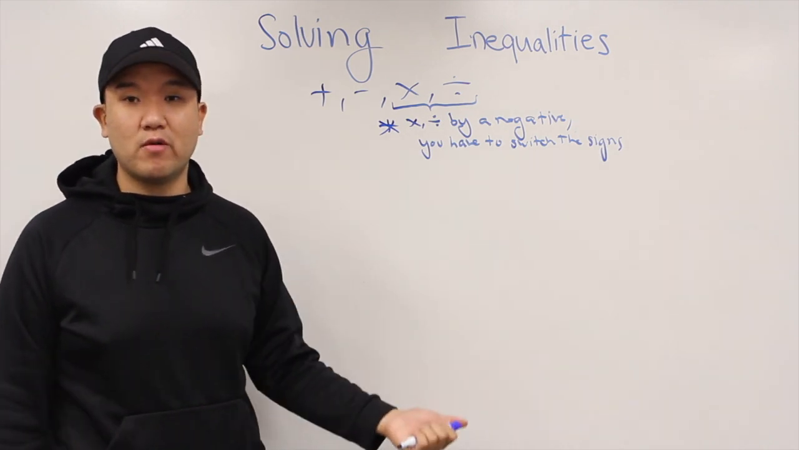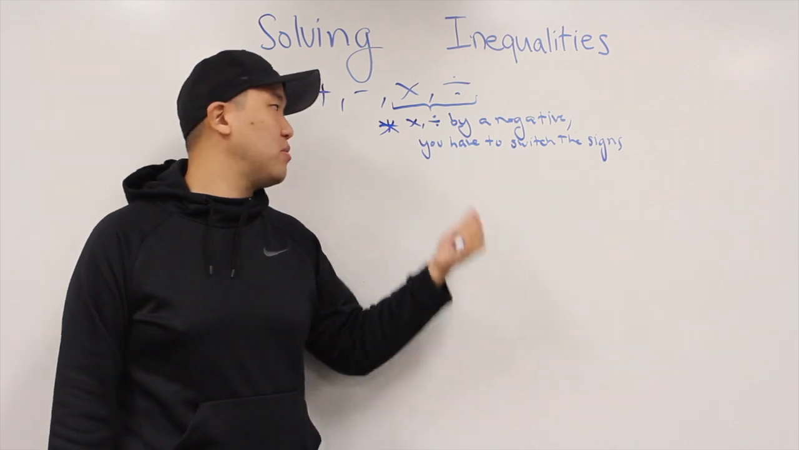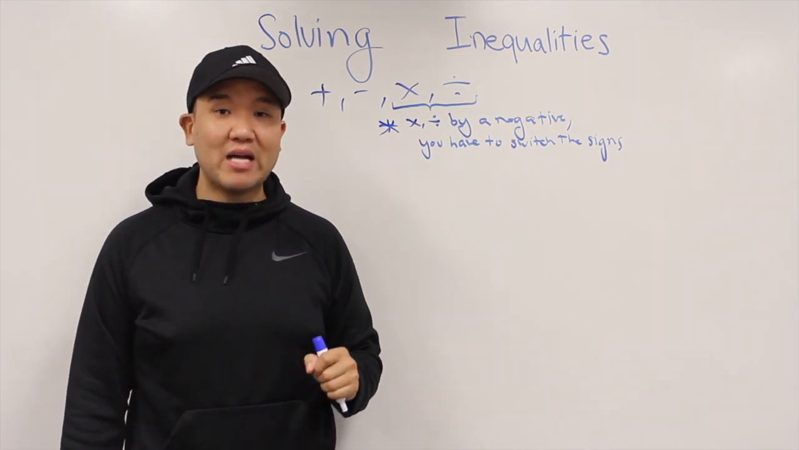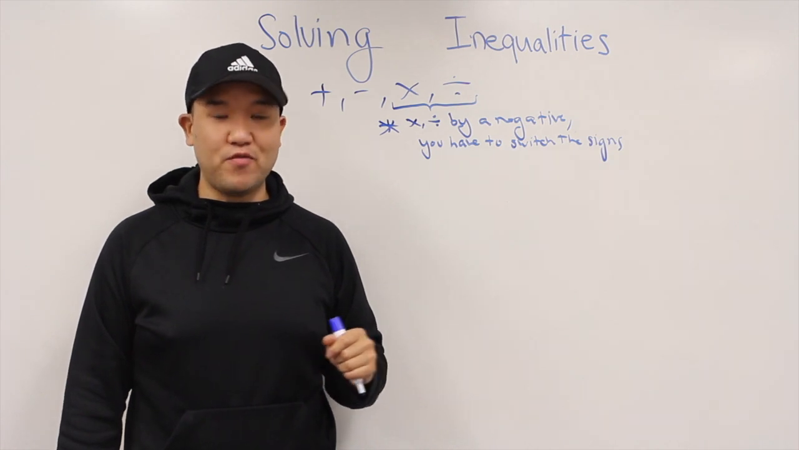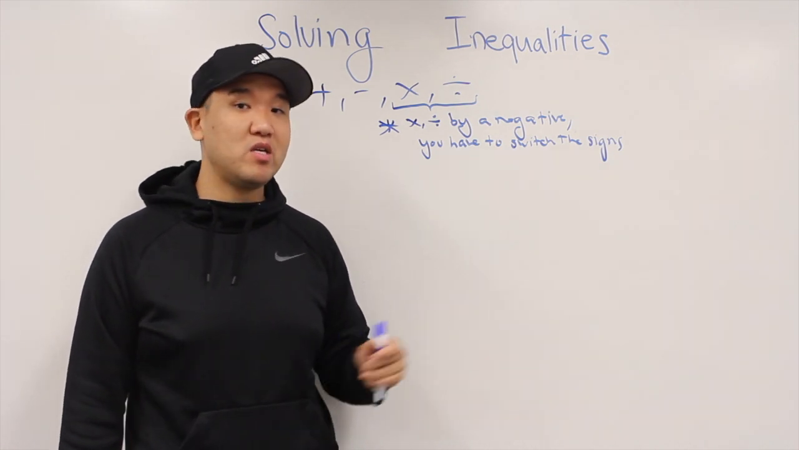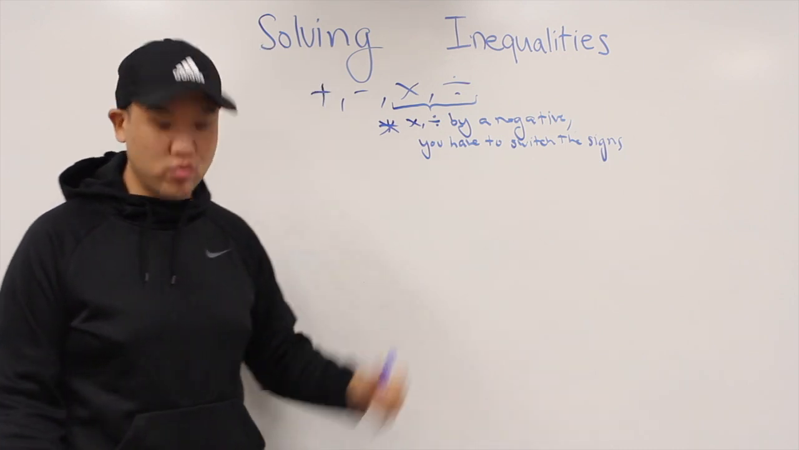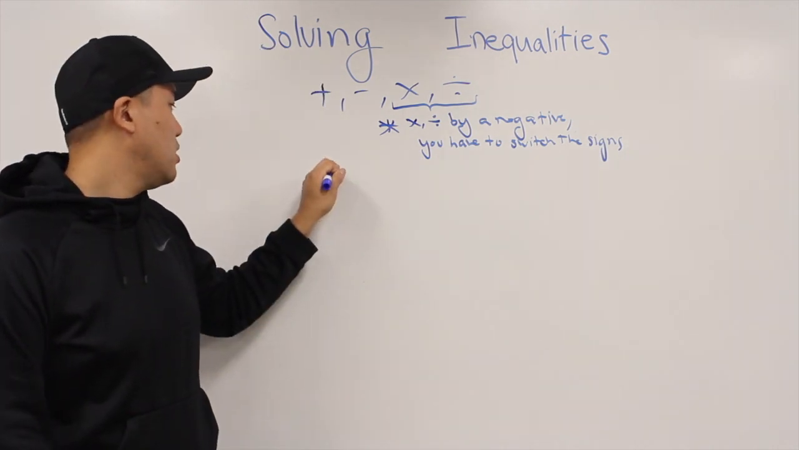Besides that rule, everything else is the same. But just remember this rule when you're dividing or multiplying by a negative. Not if your answer becomes a negative. It's only when you divide and multiply by a negative. So we're going to take a couple of examples to show this rule. Let's take a first example.